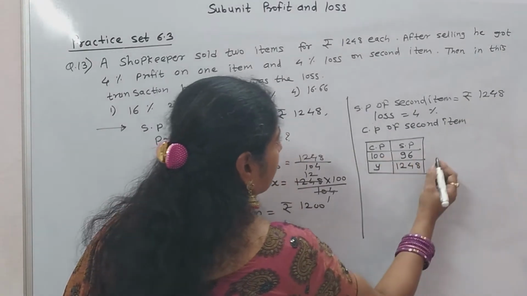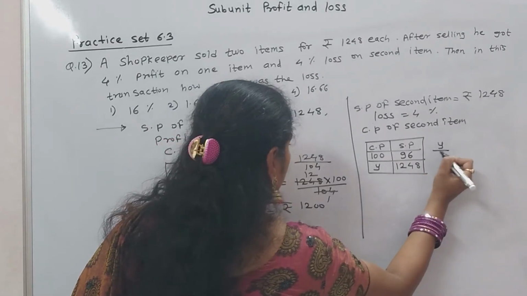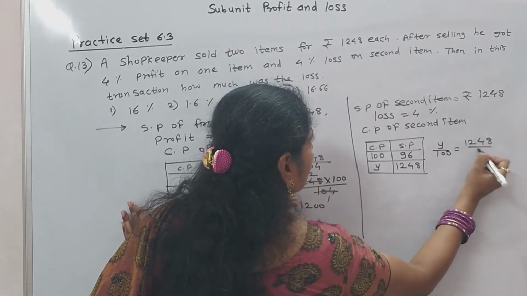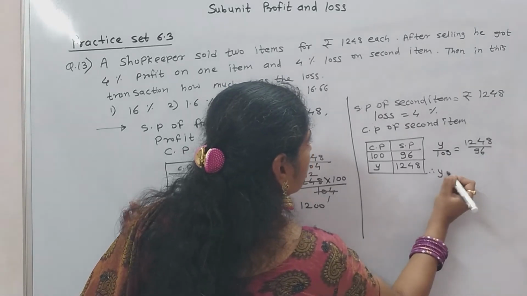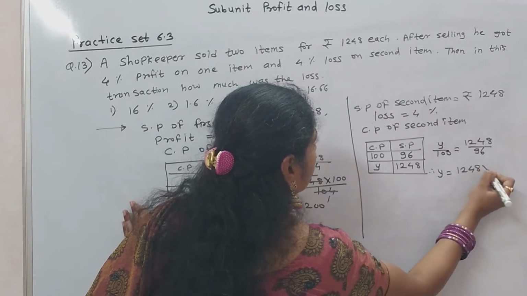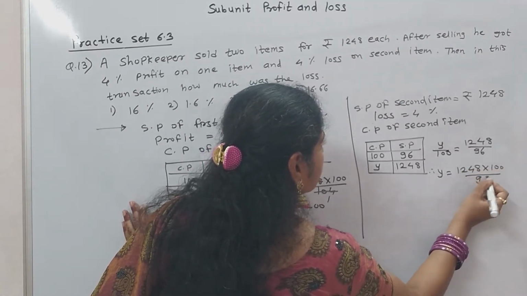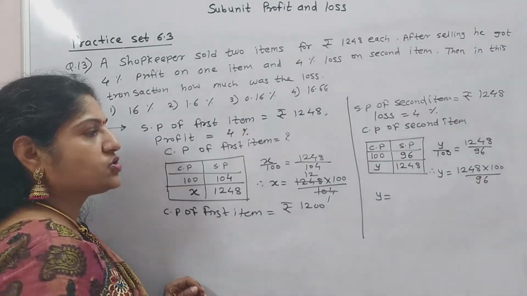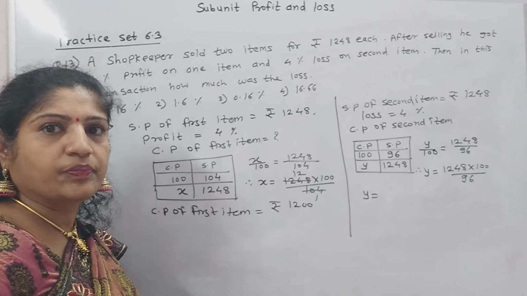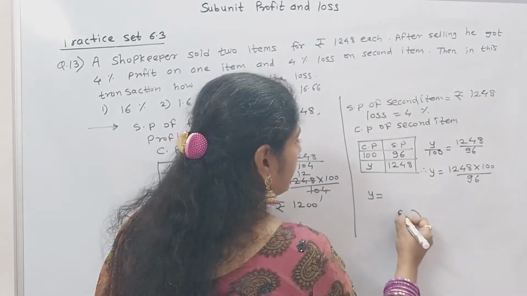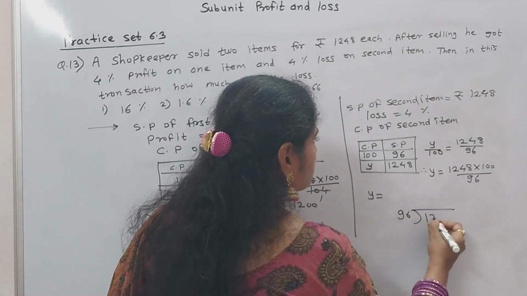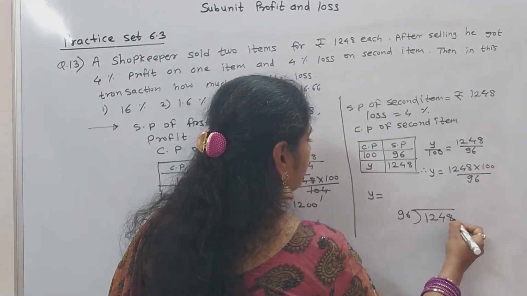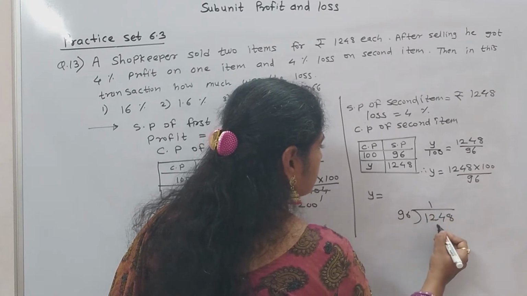We have to calculate the cost price of the second item, and the selling price is 1248. By direct variation, y upon 100 equals 1248 divided by 96. So y equals 1248 into 100 divided by 96. Y is the cost price of the second item. Divide 1248 by 96.